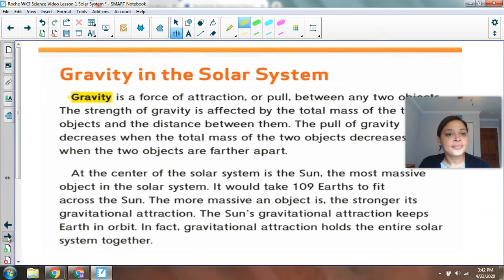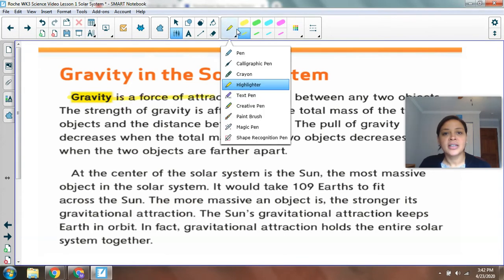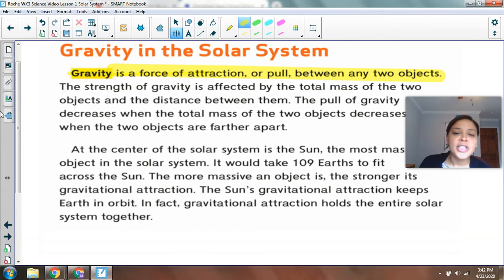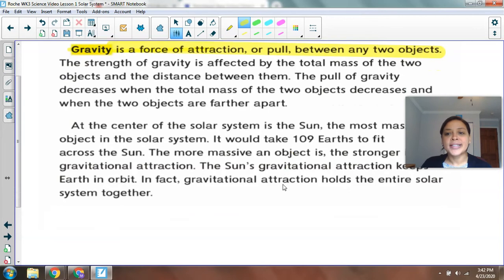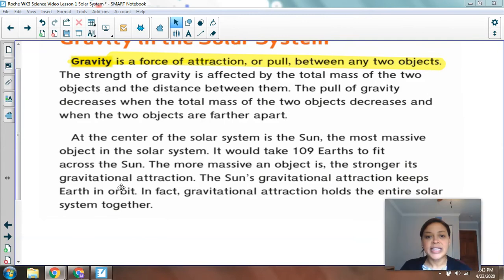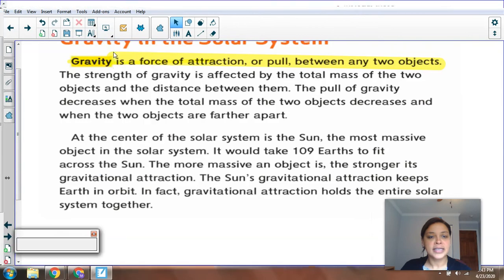All right. Now we're going to read about gravity. What did we say gravity is? Well, gravity, boys and girls, is a force of attraction or pull between any 2 objects, okay? And so when we talk about the pull of gravity, it depends on the total mass of the 2 objects, okay? And I would like for you to pause this screen and read some more about gravity. Read these 2 paragraphs to yourself about gravity, please. So please pause and read.